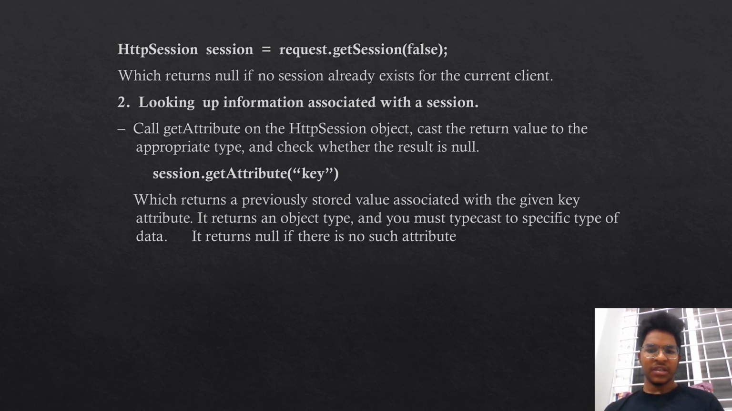Second, looking up the information associated with the session. Call getAttribute on the HttpSession object, cast the return value to the appropriate type, and check whether the result is null. session.getAttribute(key) returns the previously stored value associated with the given key. It returns an Object type and you must typecast it to the specific type of the data. It returns null if there is no such attribute.